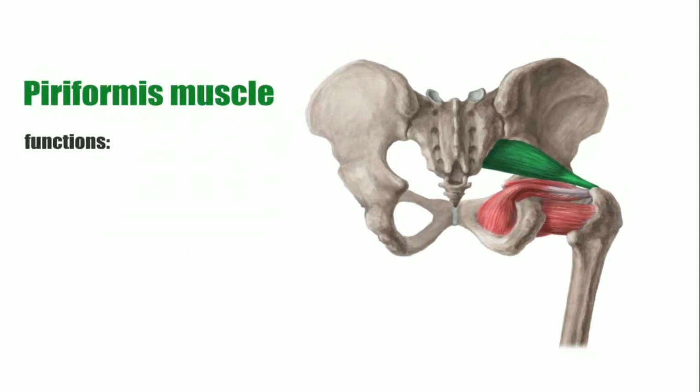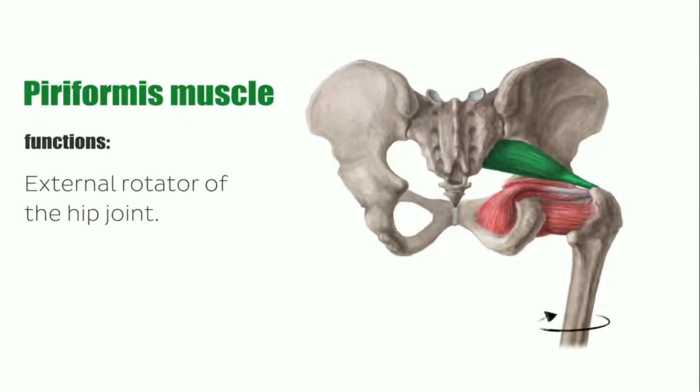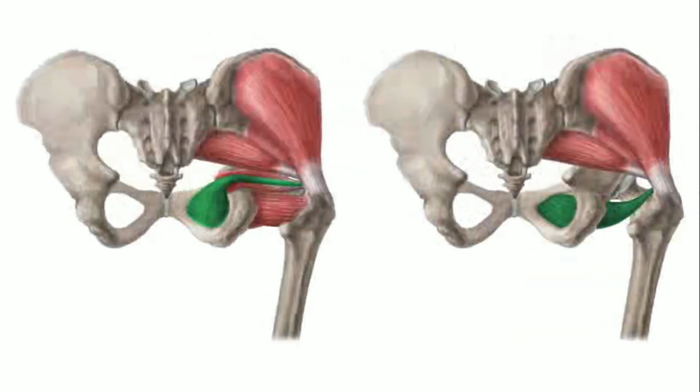Now, the piriformis muscle is an external rotator of the hip joint. Other functions related to this muscle include abduction, as you can see here also with the arrows, and slight extension.